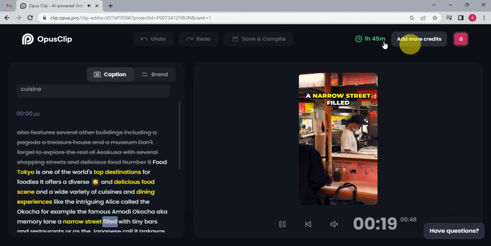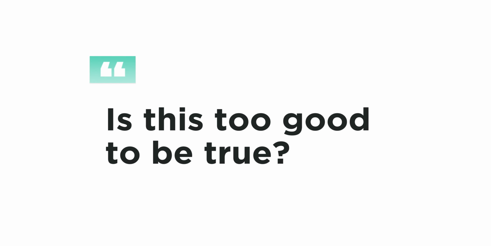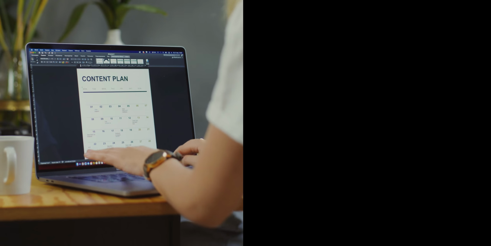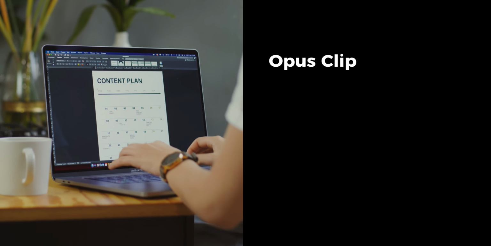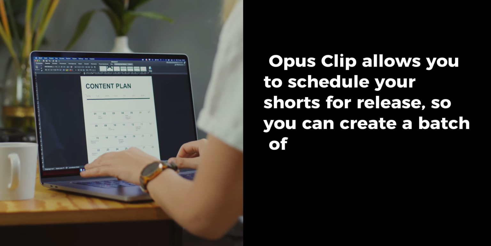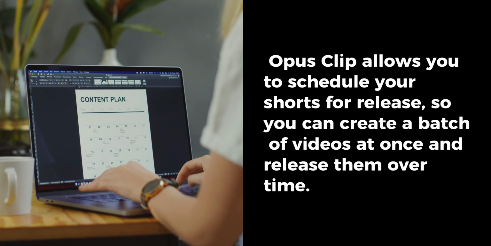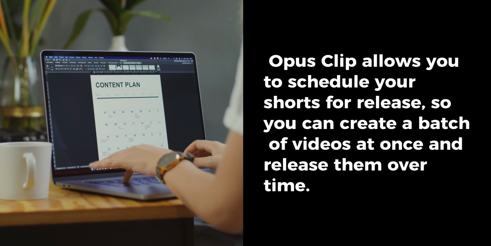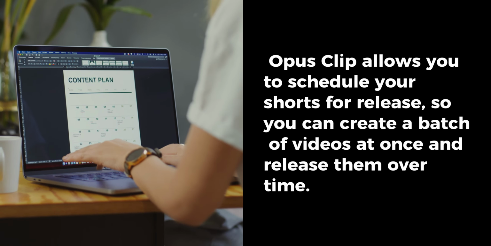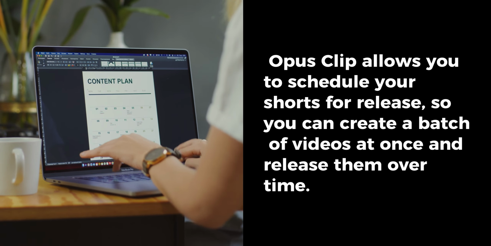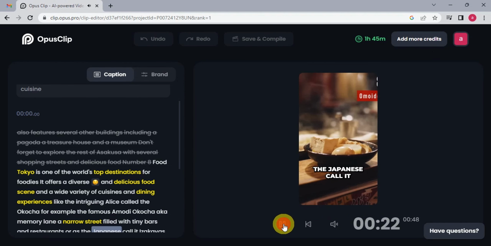Alright, we know what you're thinking. Is this too good to be true? But wait, there's more. Opus Clip allows you to schedule your shorts for release, so you can create a batch of videos at once and release them over time. That's how you can effortlessly make up to 30 YouTube Shorts in just 1 hour. Say goodbye to daily editing struggles and hello to a consistent stream of engaging content.